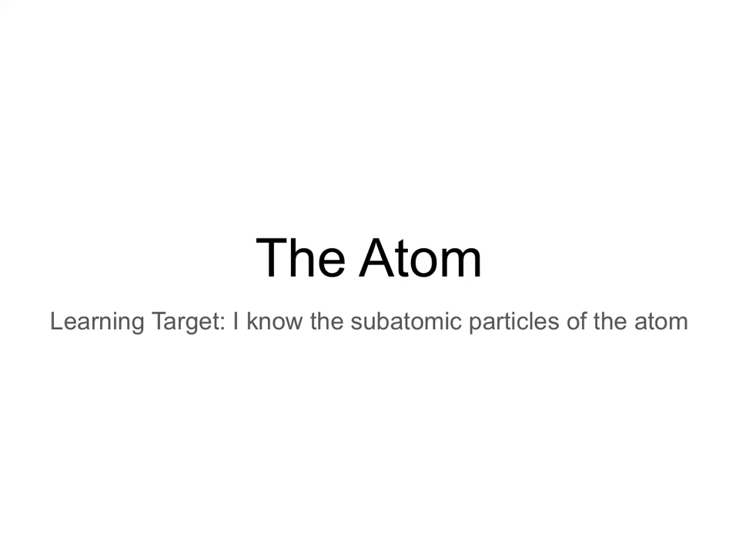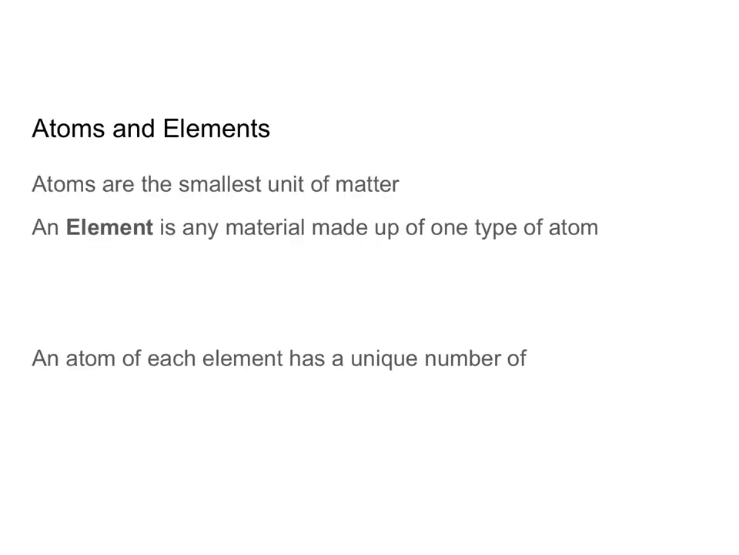This lesson is going to be about the atom, and the learning target is to know the subatomic particles of the atom, like the protons, neutrons, and electrons, know the locations of them, and know the charges on these subatomic particles. So when we're talking about the difference between atoms and elements, we've learned about elements before, but atoms are the smallest unit of matter.